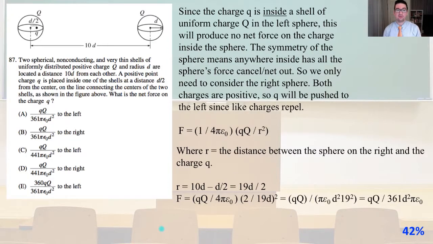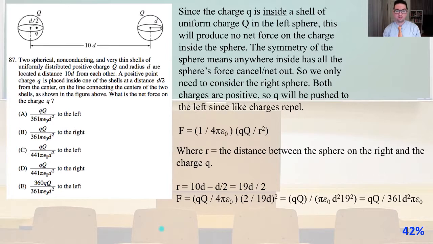Number 87. Two spherical non-conducting and very thin shells of uniformly distributed positive charge big Q and radius d are located a distance of 10d from each other. A positive point charge little q is placed inside one of the shells at a distance d over 2 from the center on the line connecting the centers of the two shells, as shown in the figure above. What is the net force on the charge little q?